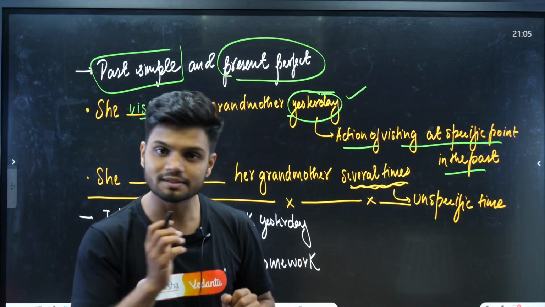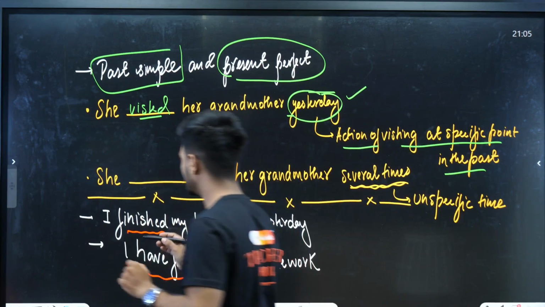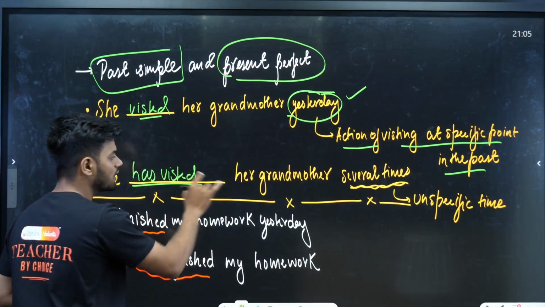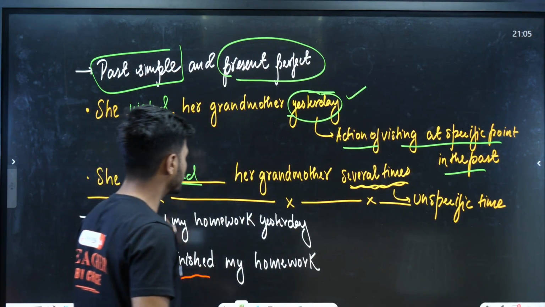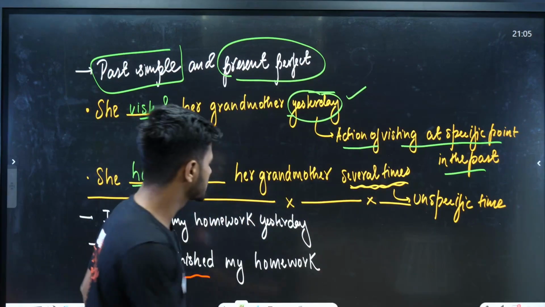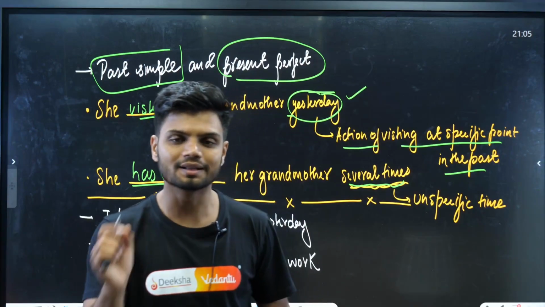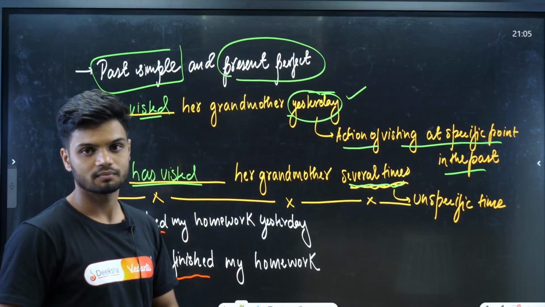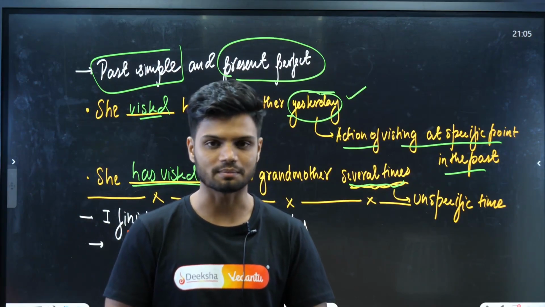So if the time is mentioned, never use have or has. It is a trick. The second trick here is she has visited. Here has will come. She has visited her grandmother several times. Now why do I write has here? Because if you notice, it says several times. That is, the time is not specific here. The time is not mentioned here. That is why has is coming here. She has visited her grandmother several times.